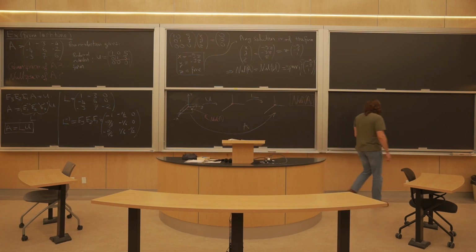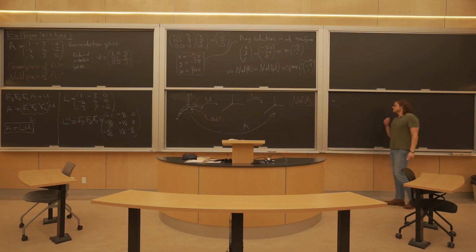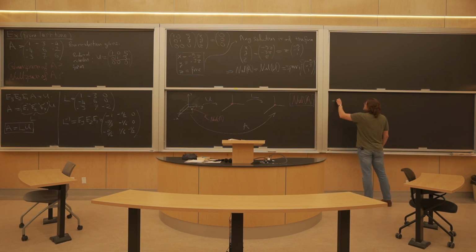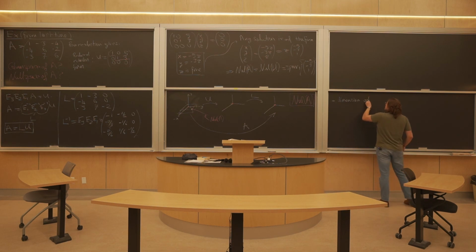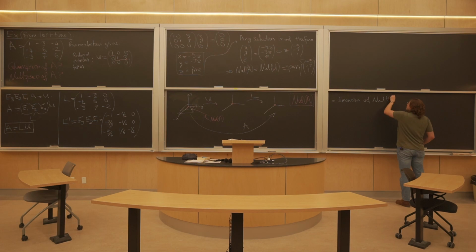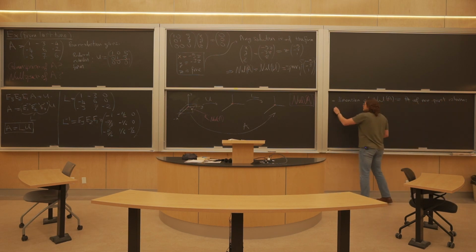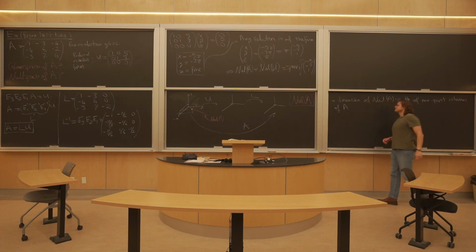So let me write it here. The dimension of the null space is the same thing as the number of non-pivot columns of A. Okay?